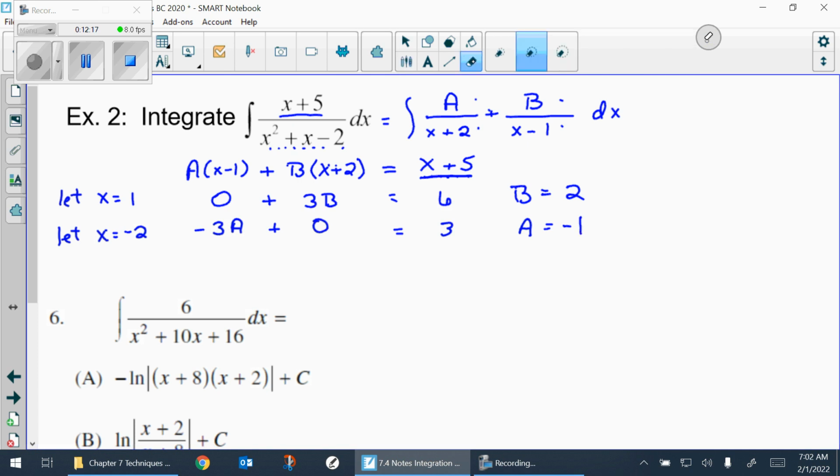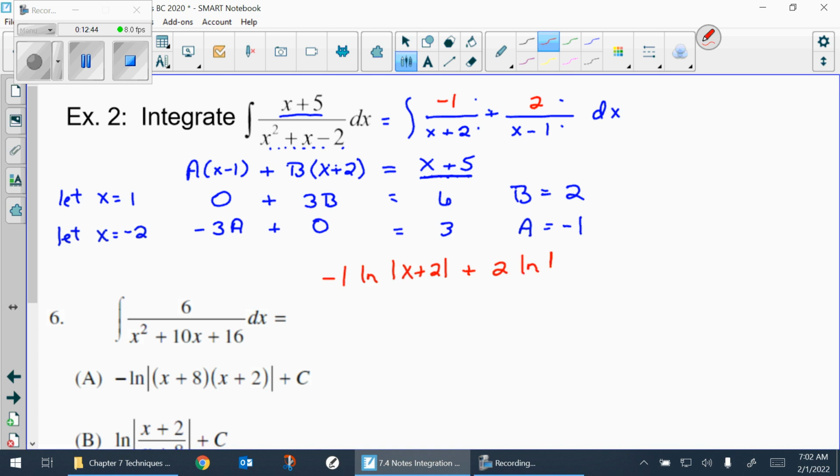So, I know what a is. I know what b is. And so I've got negative 1 natural log absolute value of x plus 2 plus 2 natural log of x minus 1 absolute value. Looking good.